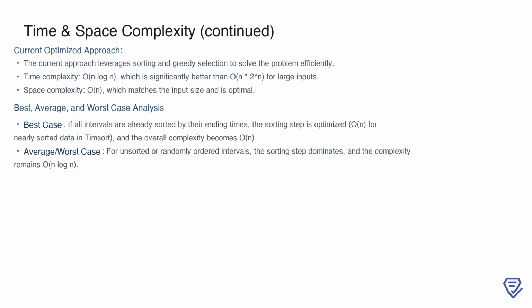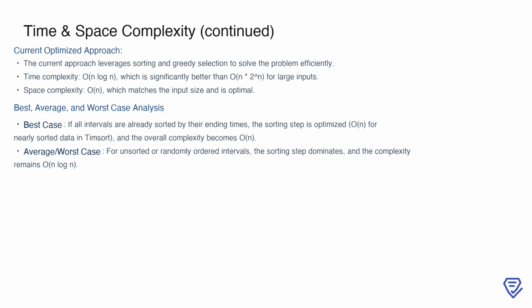The current optimized approach improves significantly by utilizing sorting and a greedy selection strategy to solve the problem efficiently. The time complexity is O(n log n), which is a major improvement over the exponential complexity of O(n * 2^n) seen in the brute force approach. The space complexity is O(n), which matches the input size and is optimal. To break this down further, in the best case, where intervals are already sorted by their ending times, the sorting step becomes nearly linear, reducing to O(n) due to the efficiency of timsort on nearly sorted data.